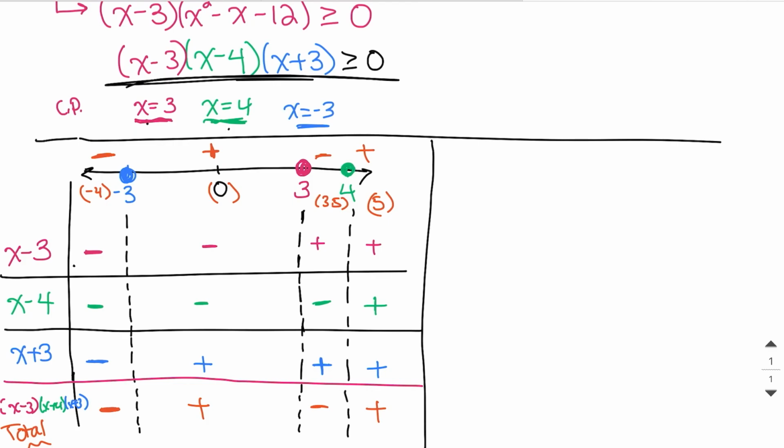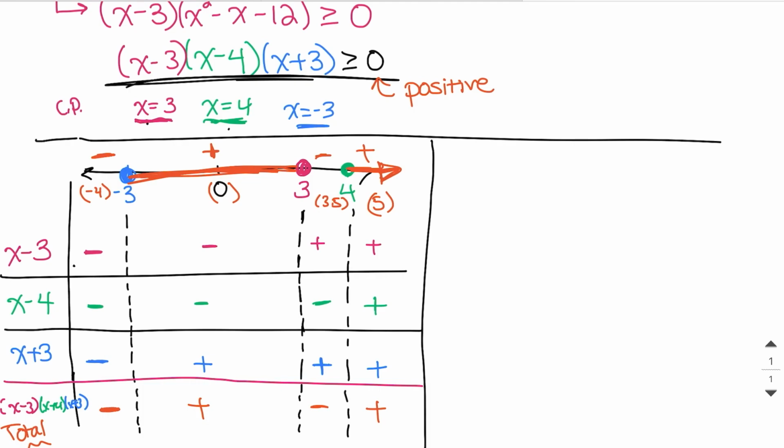And because this says that it has to be greater than or equal to 0, that means that we are looking for positive values. Well, where is it positive? From negative 3 to 3, because that's what we figured out here. And it's also positive from 4 on, because that's what we figured out right here, okay?